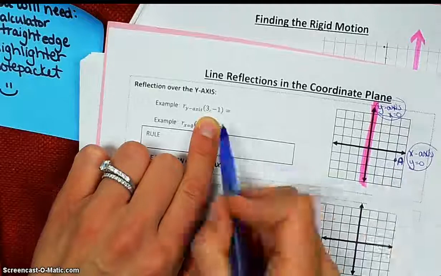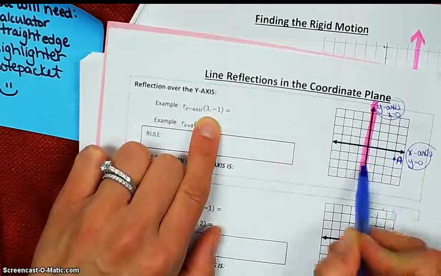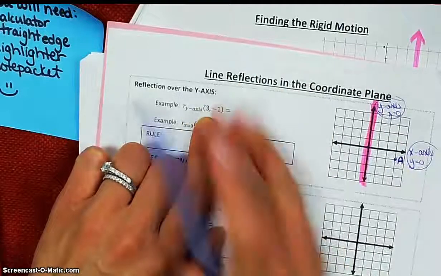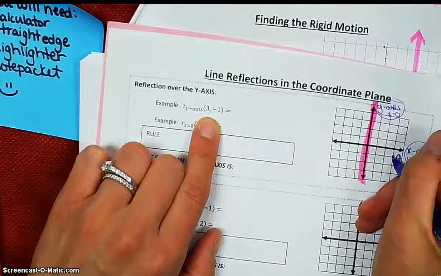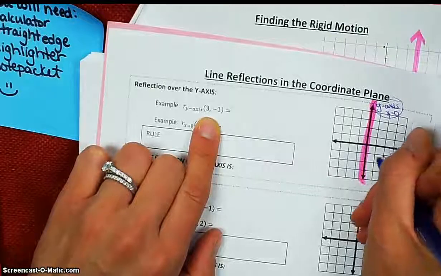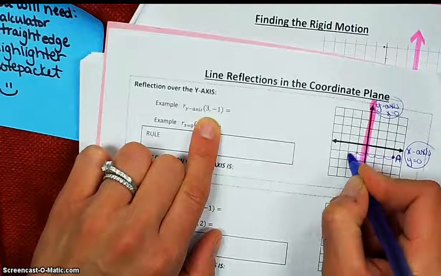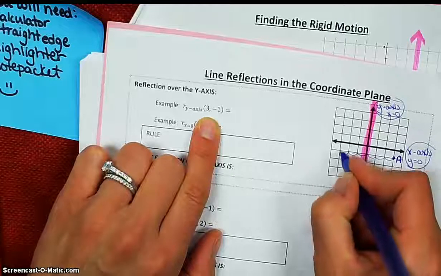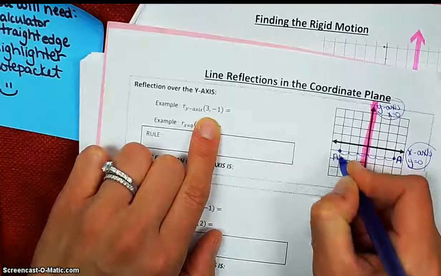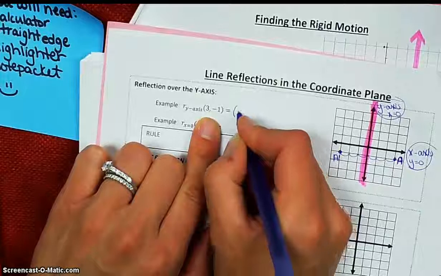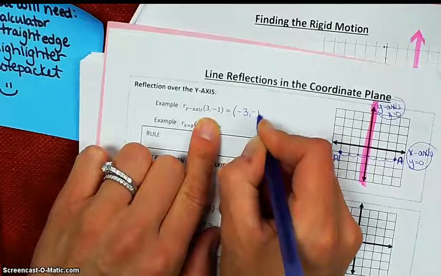So now I want to reflect it to the other side of my line of reflection, so I'm going to flip it over. Now I have to make sure that I preserve distance. So if I count, I am 1, 2, 3 units away. So its image should also be 3 units away. 1, 2, 3. And here is my A prime. So this becomes the point (-3, -1).